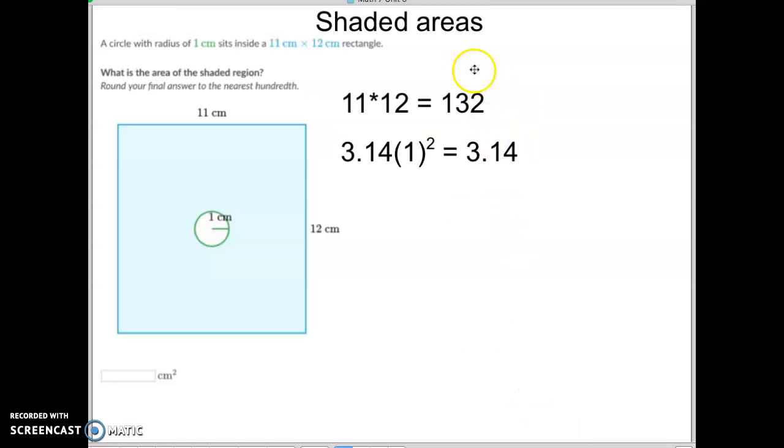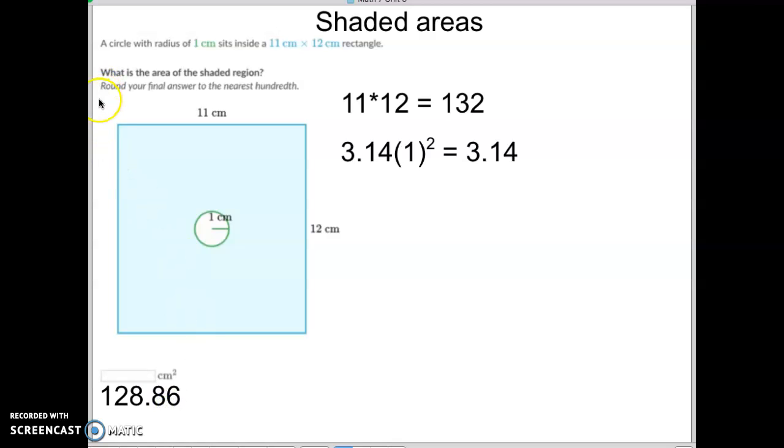Boom. So then we take the area of the rectangle, which is 132. We subtract 3.14. 132 minus 3.14 equals 128.86. So 128.86 is what that equals when we take this minus that, and this becomes our answer right over here.